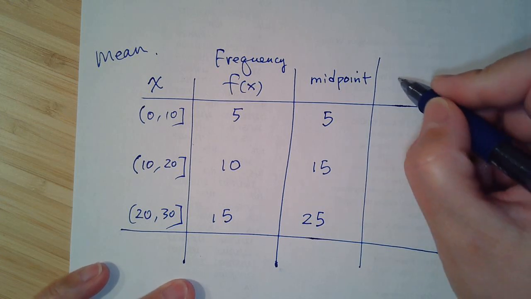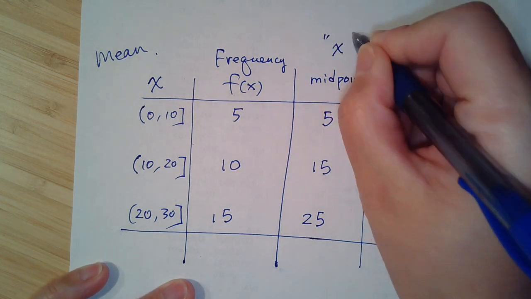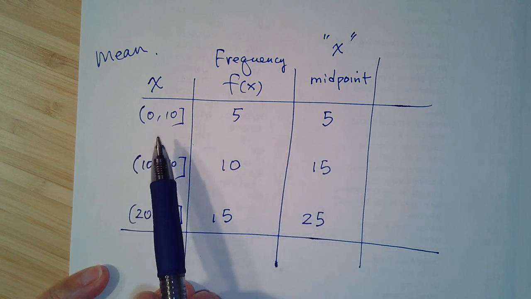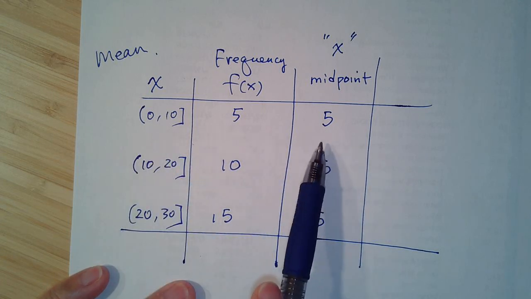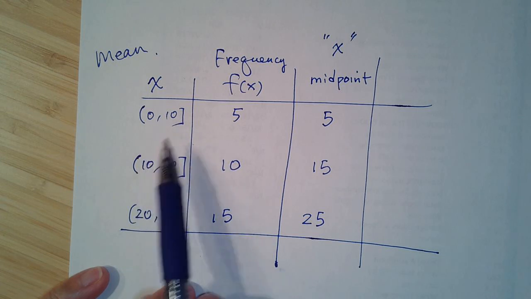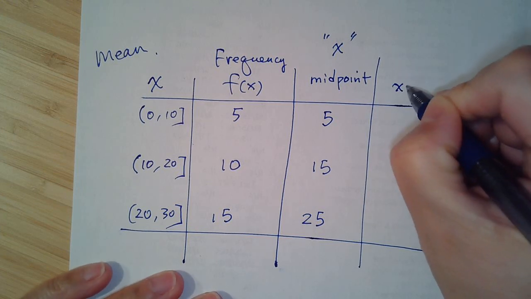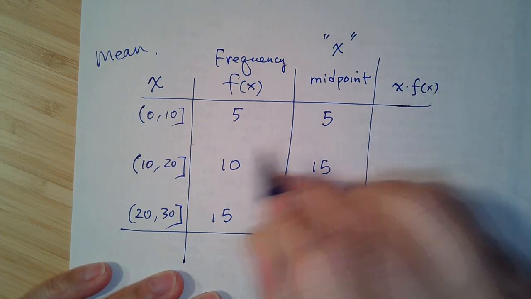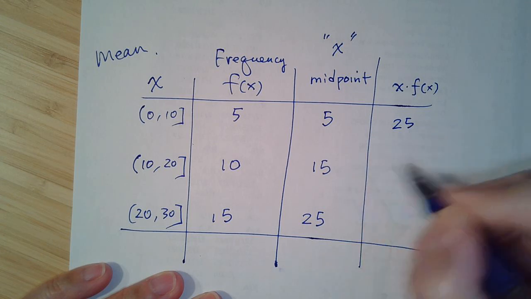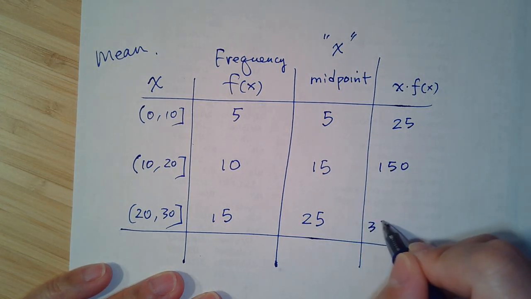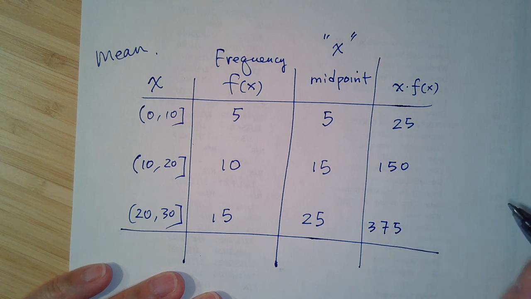Now, what I'm going to do is treat this as my x, because I don't have the original information, and from each interval I just use the midpoint to represent all the values in it. In this way I will get the approximate mean, but that's the only thing we can do. So I'm going to use this x times f of x. So 5 times 5 is 25, and this is 150, and 15 times 25 is 375. All right, so the answer is going to be 550.